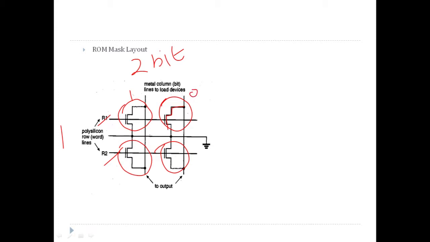Now source of both are connected to the ground. So you can see there's a common ground line, and it is connected to the ground. So there's a metal line which connects to the ground. Third, in the second row, you can see the third transistor over here. You can see its drain is connected to the bit line, and the source is connected to ground, which is the upper terminal. So it's storing 0. Now the fourth transistor, second row, second column, you can see the drain is fabricated, but it is not connected.